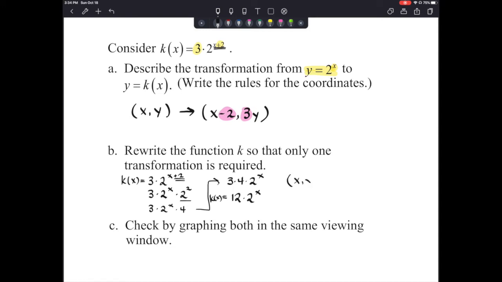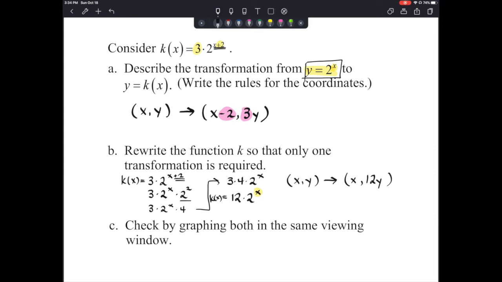Well, this would be x comma y, and it would become, let me look at it, right? X is by itself, so we'll throw our x in right there, and then this would be comma 12y. But this is for our parent function, y equals 2 to the power of x still.